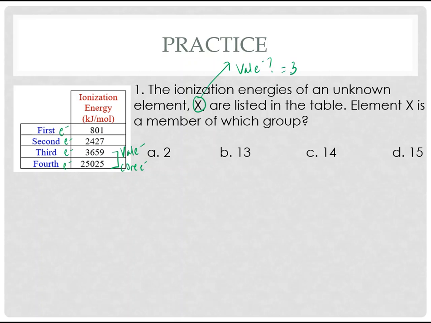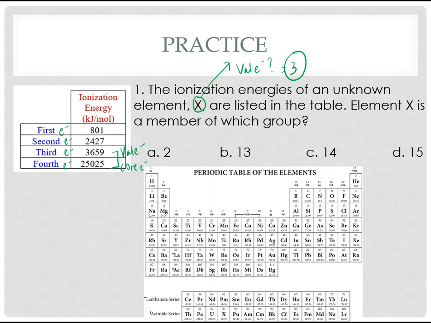It has 3. And which group do we know has 3 valence electrons? 13 has 3 valence electrons. Very good. Now, we go over here, we look at group 13, 3 valence electrons, and then we can select our answer. So always refer to the periodic table, it's helpful.